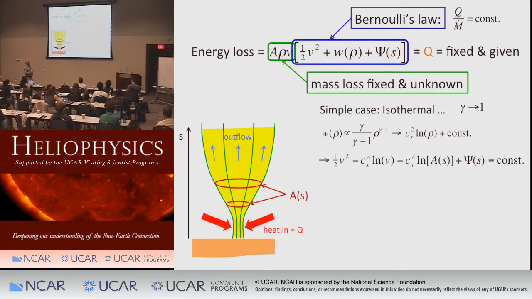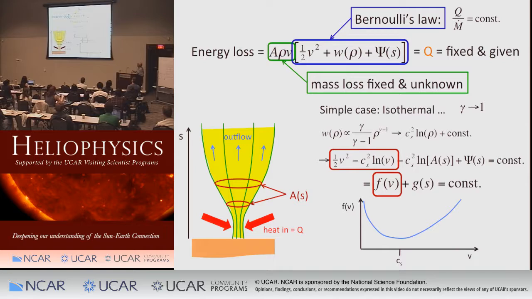So now I have the following thing that has to be constant: velocity squared, the logarithm of the velocity, and then this function of position, which is the logarithm of the area and the gravitational potential energy. This must all be a constant. This is basically a rewriting of this same term. And what's really interesting is this constant consists of a function of position and a function of velocity. The function of velocity is 1/2 v squared minus c squared log v, plus the constant of position.